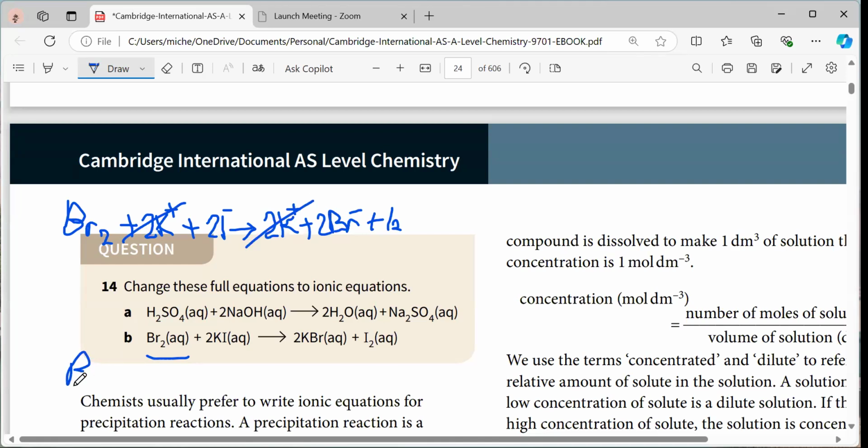So now we're going to write the new ionic equation that we have here. So we get bromine, iodide. This is the reactants, and this is going to be the product. Two Br. Okay, so this would be the ionic compound.